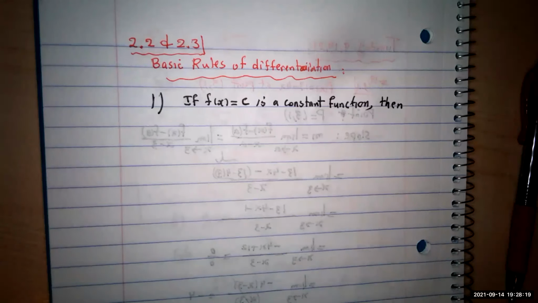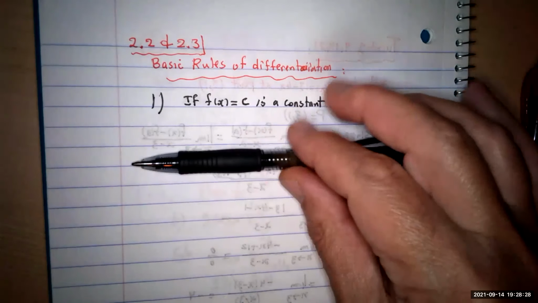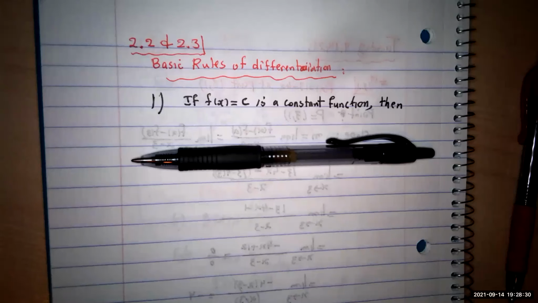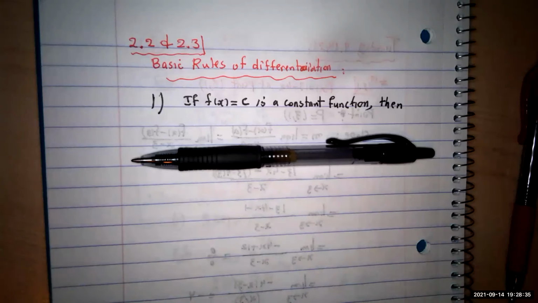If you have a horizontal line, what is the slope of the horizontal line? It's 0. That's it. So the slope of a horizontal line would be 0. Remember, the slope is the same as the derivative. So this means the derivative of a constant function is 0. We can prove it with the limit formula, but that's the easiest way to remember it.